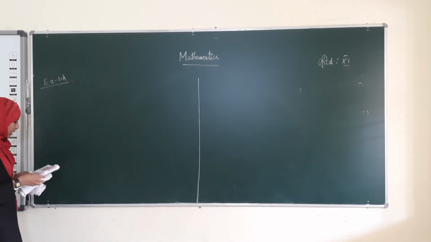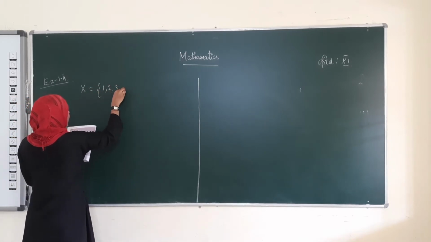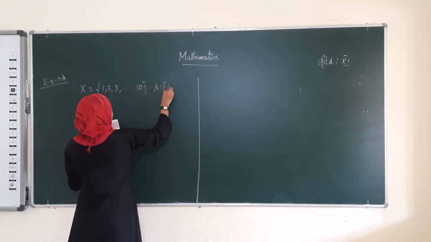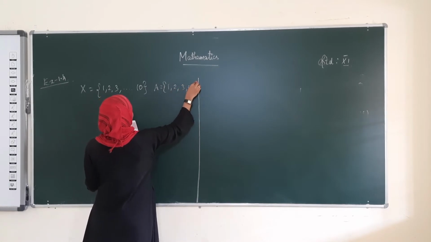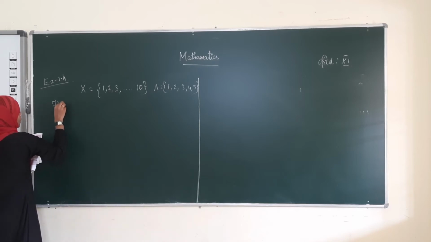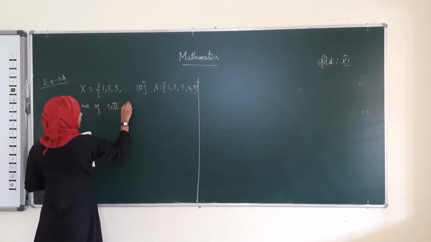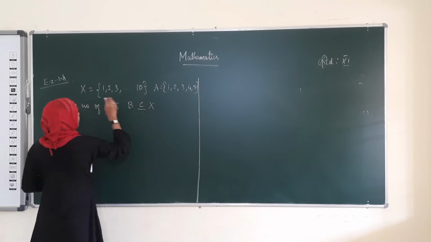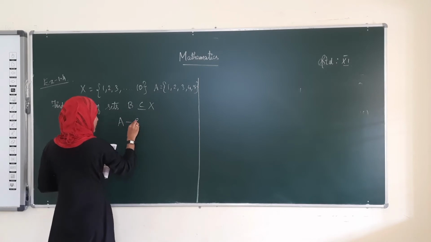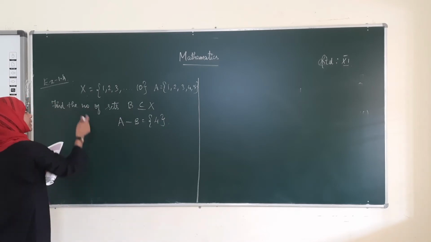Example 1.4. They have given a set X as 1, 2, 3 up to 10, and then the set A as 1, 2, 3, 4, 5. We have to find the number of sets B which are subsets of X, and they have a condition that A minus B should be equal to the singleton set 4. What have they given? They have given a set X.